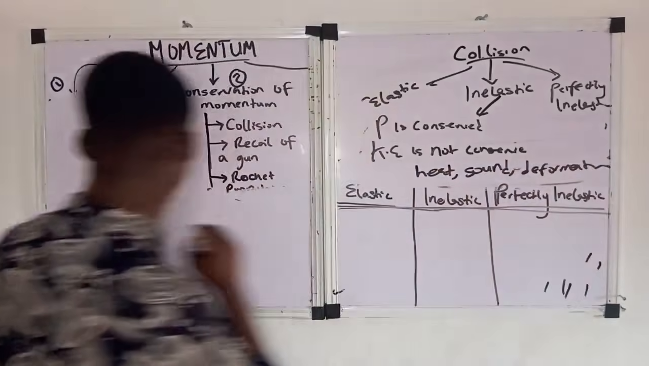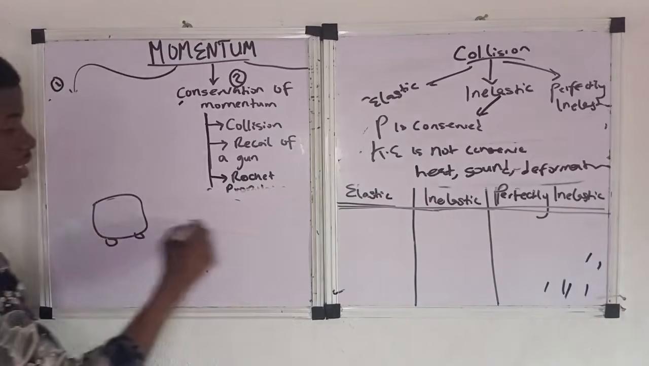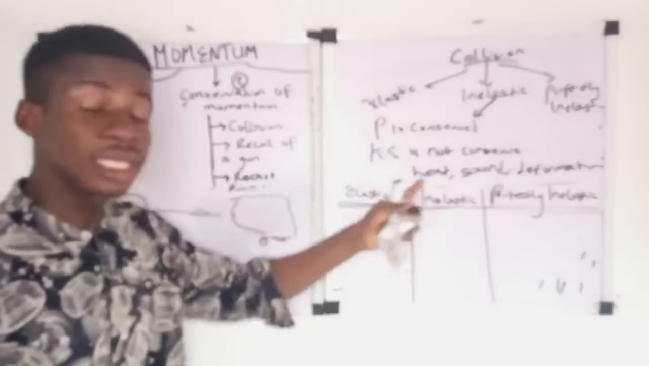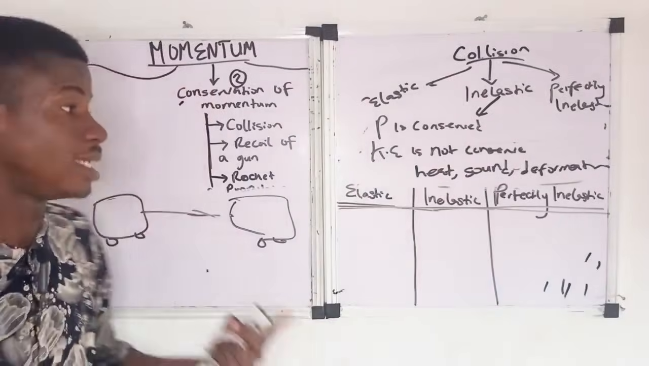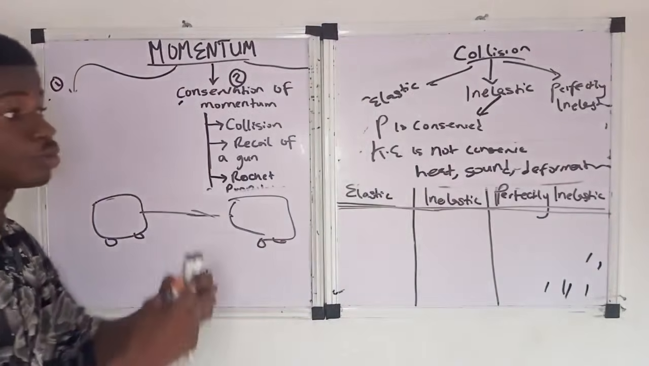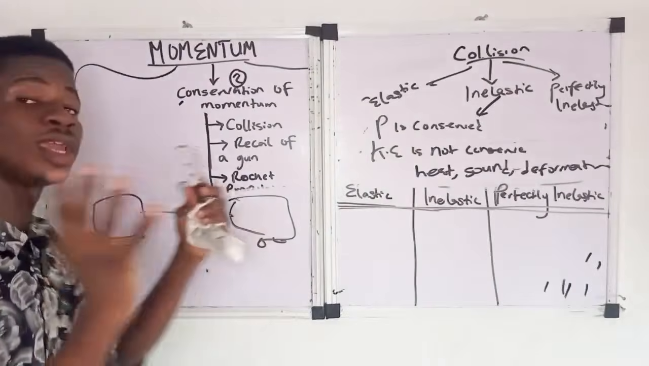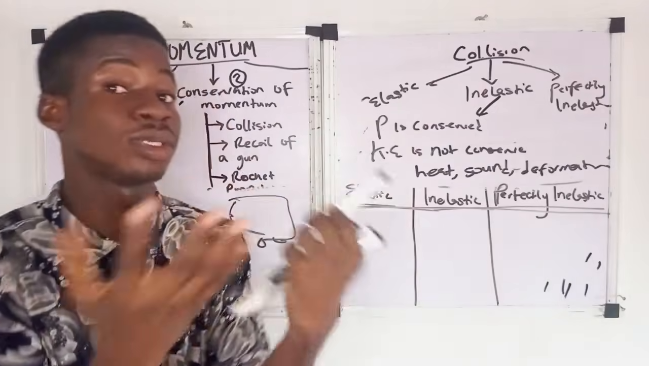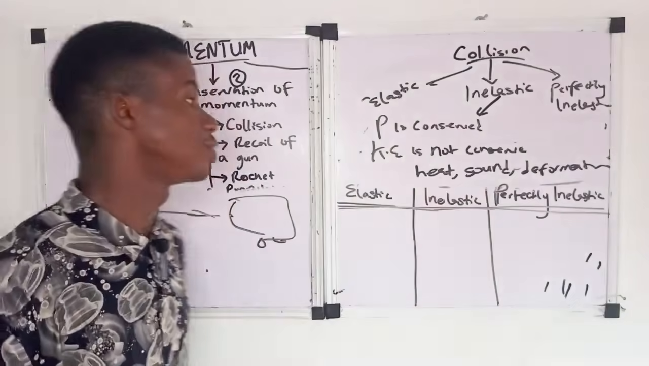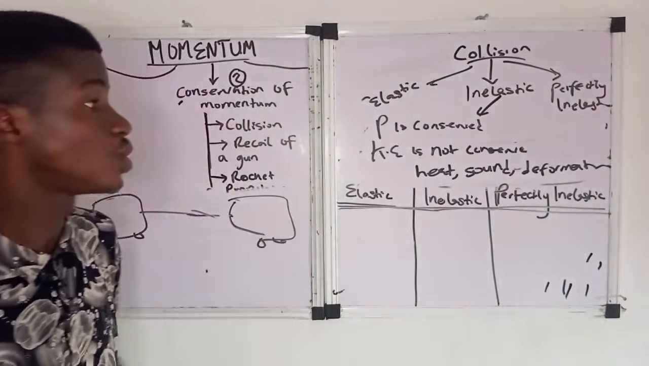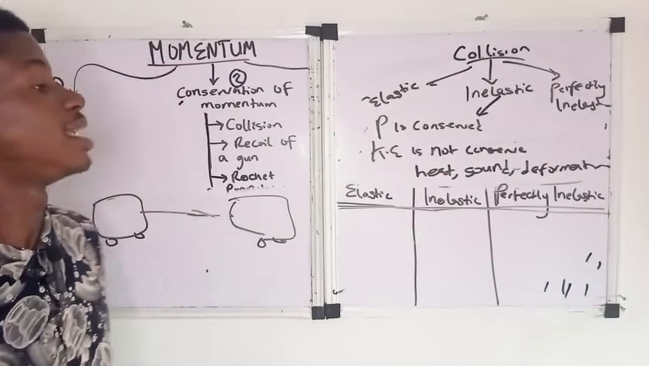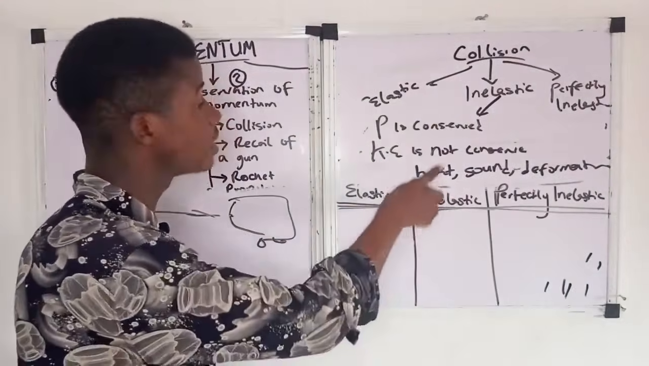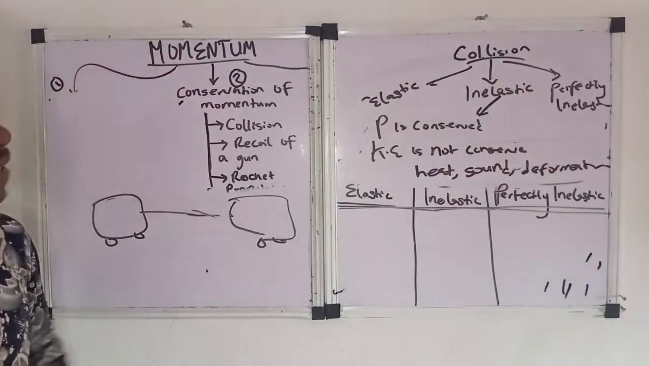deformation. Let's say, for example, two cars collide together. There will normally be a release of heat. Energy will be lost in the form of heat, sound, as well as deformation. When they collide, some part of the body will usually deform. Yes, there will be deformity in the bodies. So in an inelastic collision, momentum is conserved, kinetic energy is not conserved, and the reason is loss of energy in the form of heat, sound, and deformation.